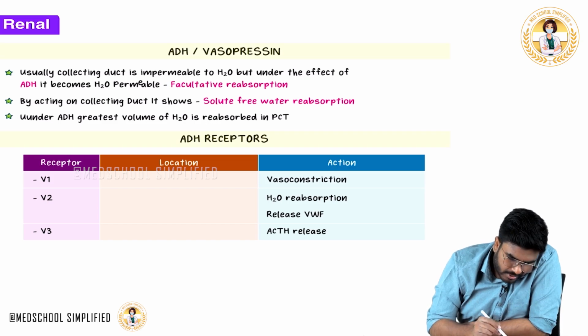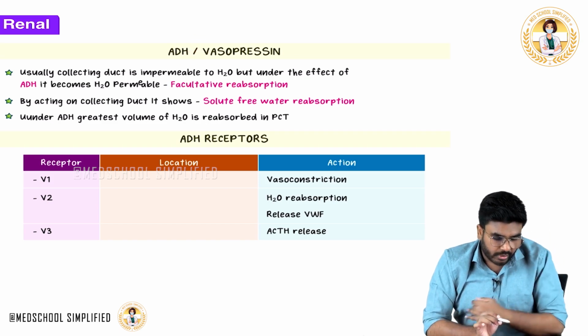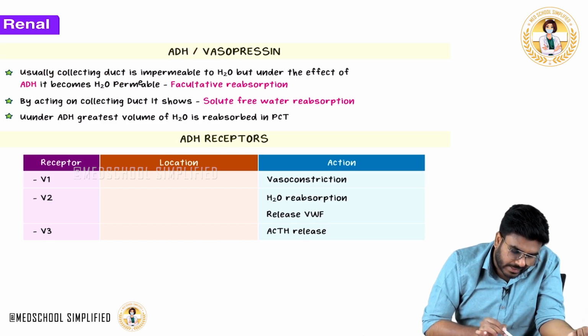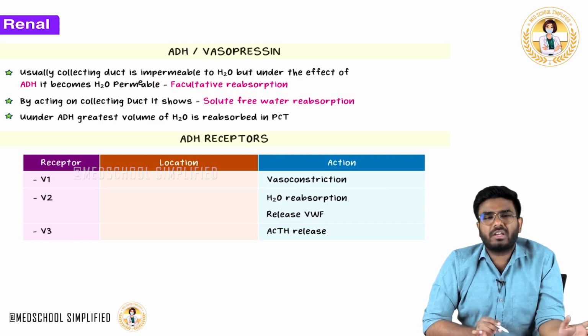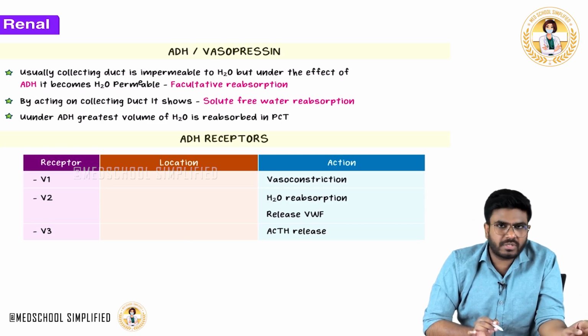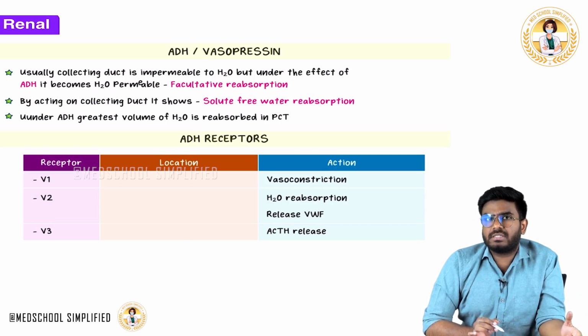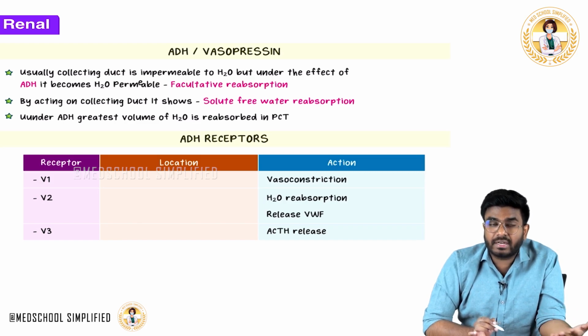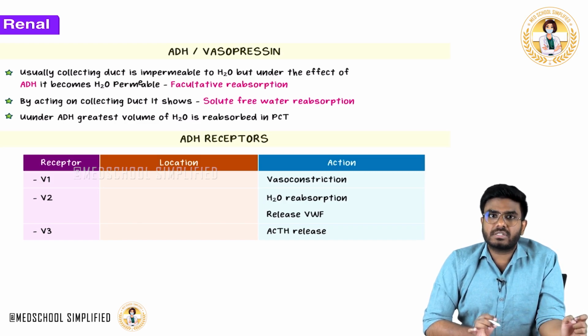Antidiuretic hormone is also called vasopressin. You already know this. Usually the collecting duct is impermeable to water. So in the last part of the nephron, normally no water reabsorption happens physiologically. But in special conditions, like when you get misplaced in the desert, your blood is getting concentrated, you are getting dehydrated and there is water loss, what happens?